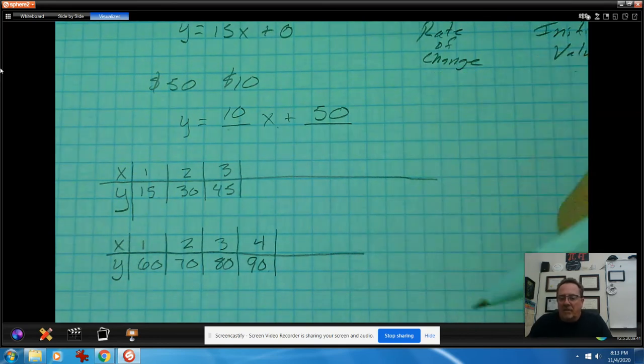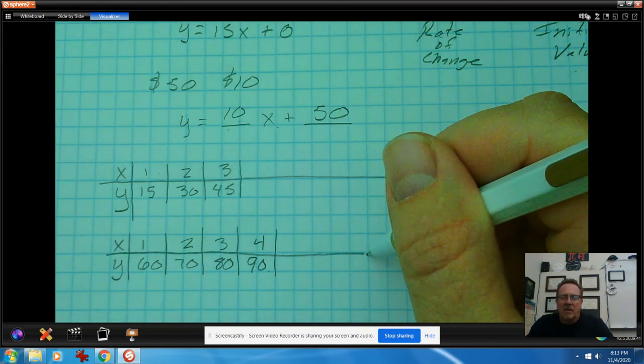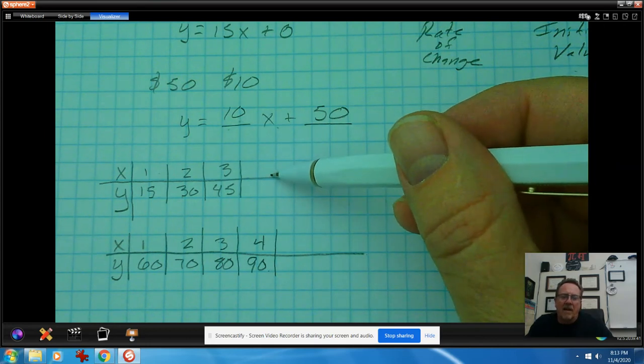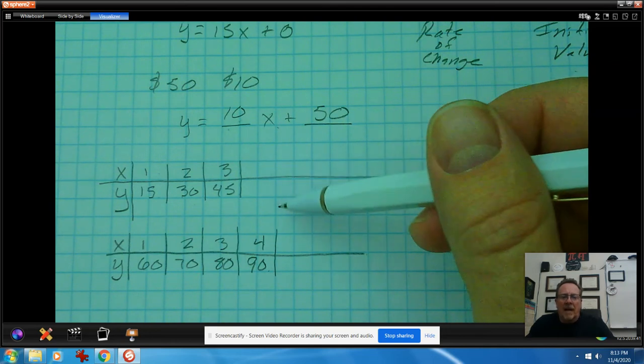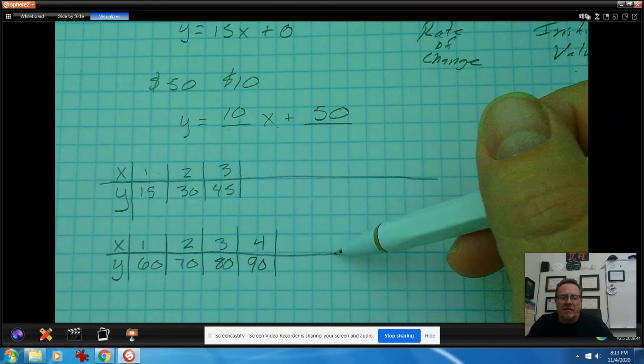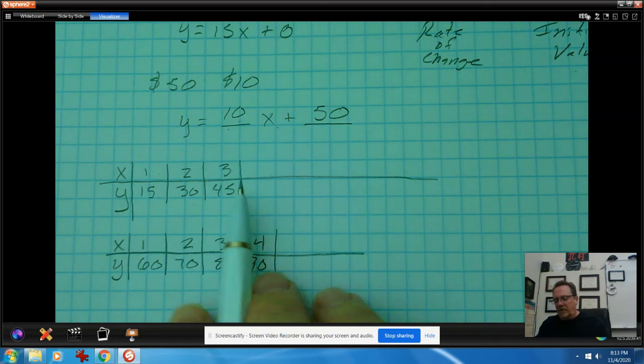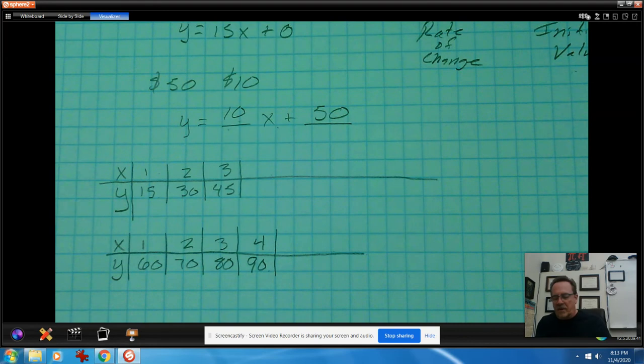It could be at 100 hats. Who knows? So the real question then becomes, when are they going to be the same? When does this company become cheaper and this company become more expensive? Because it's quite clear that when you're not buying very many hats, this first company is way less. But as you go on, you're going to find out that this company is actually going to be cheaper for more hats. If you buy a lot of hats, this company is going to be cheaper than this company. If you don't believe me, carry these tables out.